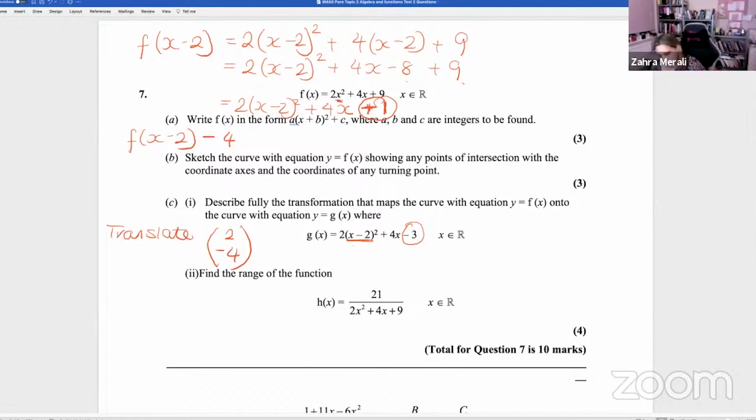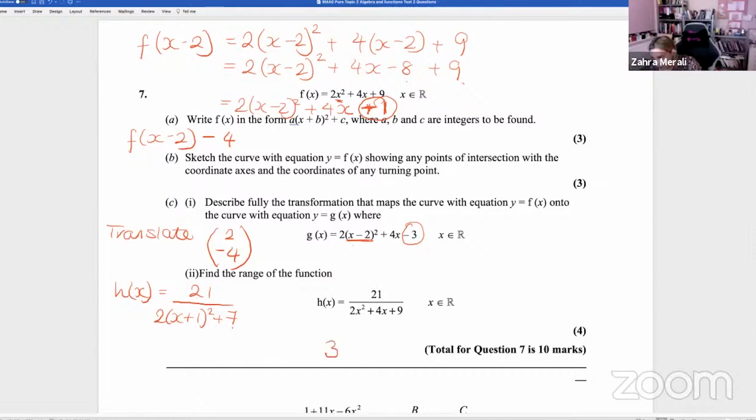Find the range of the function. So let's write it in the completed square form that we had. h(x) equals 21 over... this is kind of like the trig questions you do when you think about the maximum or minimum. So what is the range of this function? Remember we had our graph where we had the minimum, but dividing by a smaller number is going to give you the maximum. So the maximum of h(x) is going to be 21 over 7, so your maximum value is going to be 3.